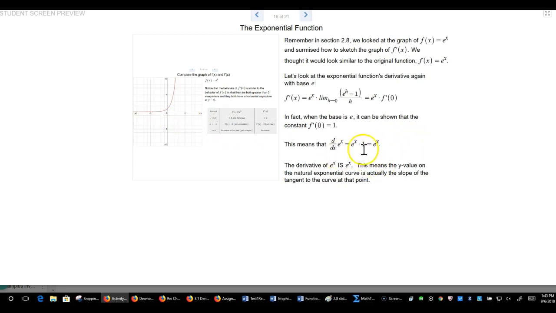So the y values on the e to the x curve are actually the same thing as the slopes of the tangents to the curve at that point. I want you to notice that f prime of 0 is 1 only when the base is e. We'll see later on in the course that this constant depends on what the base b is.